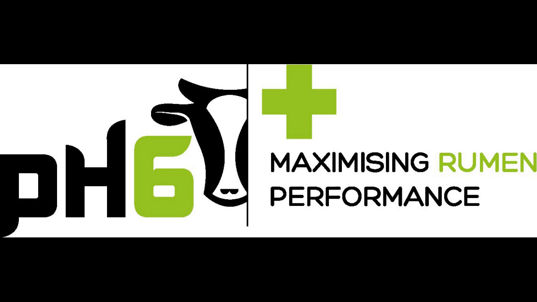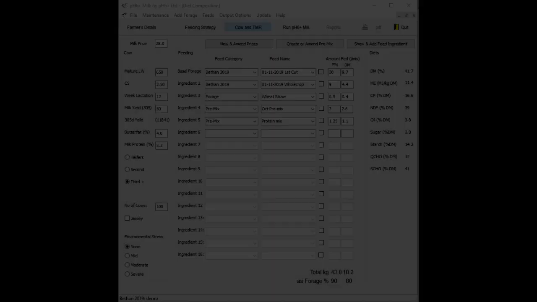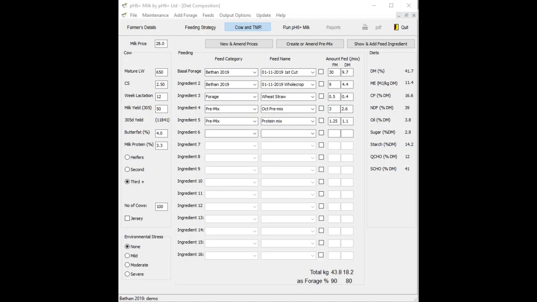Now that we've added our forages and mixes, we can make our TMR. On the right side of the screen, within the diet column, we can see what the TMR provides in the way of nutrients. The DM, dry matter, the ME, metabolizable energy, the CP, crude protein, the NDF, neutral detergent fiber, the oil, the sugar, and the starch.